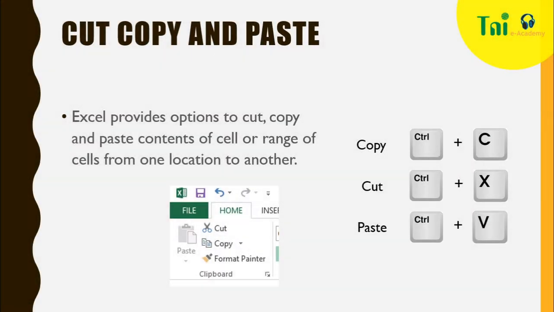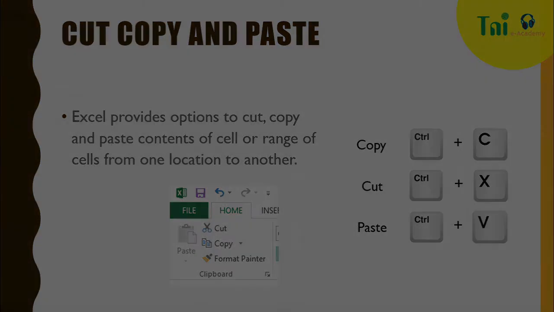Now we will see how to use the cut, copy and paste commands. Excel provides the option to cut, copy and paste contents of a cell or range of cells from one location to another, or from one sheet to another sheet, or maybe from one workbook to another. For this we can also make use of shortcuts like Ctrl C for copy, Ctrl X for cut and Ctrl V for paste. So let us see how to cut, copy and paste.